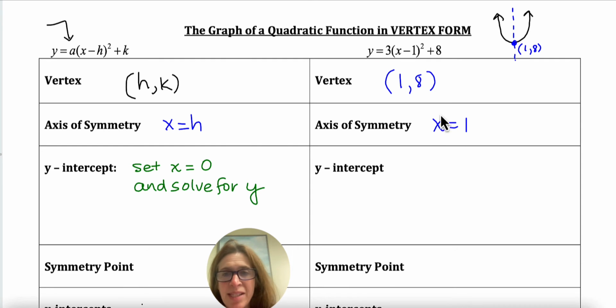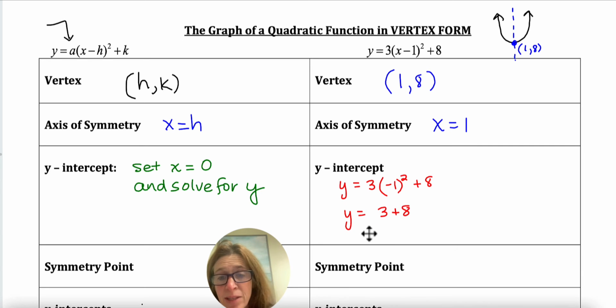All right, so in this case, we're going to set x equal to 0. So we have y equals 3 times negative 1 squared plus 8. So we have y equals 3 plus 8. So y equals 11. So my y-intercept is the point (0, 11).